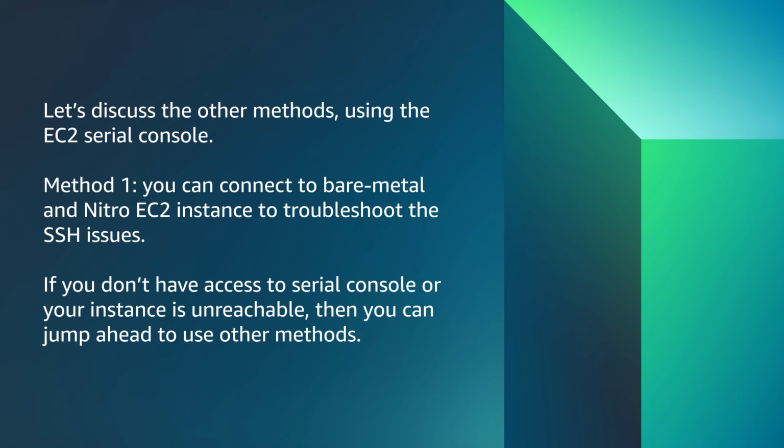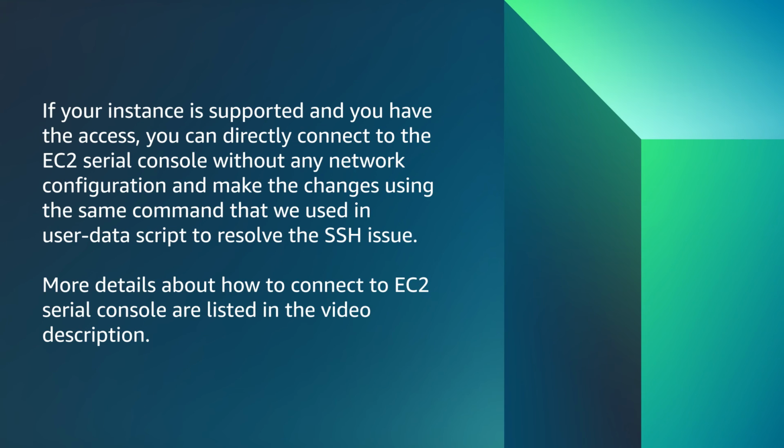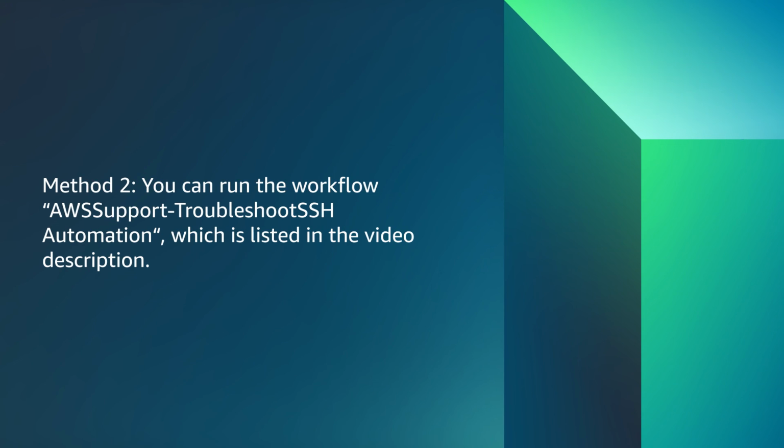Let's discuss the other method, using the EC2 serial console. You can connect to bare metal and Nitro EC2 instances to troubleshoot the SSH issues. If you don't have access to the serial console or your instance is unreachable, then you can jump ahead to use the other methods. If your instance is supported and you have the access, you can directly connect to the EC2 serial console without any network configuration and make the changes using the same commands that we used in the user data script to resolve the SSH issue. More details about how to connect to the EC2 serial console are listed in the video description. You can run the workflow AWSSupport-TroubleshootSSH automation, which is listed in the video description.